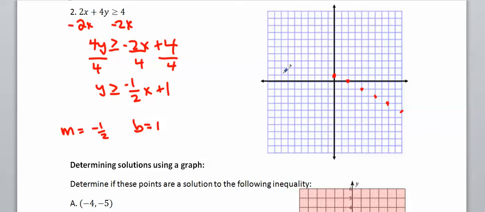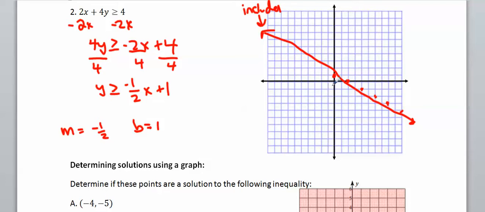Now, looking at this symbol, it's a greater than or equal to, so when I decide what line I need to draw in, it needs to be a solid line, right? Because all of those are included in my solution. So you should have had a solid line for that, because the bar underneath means equal to, which means that this is in fact included.